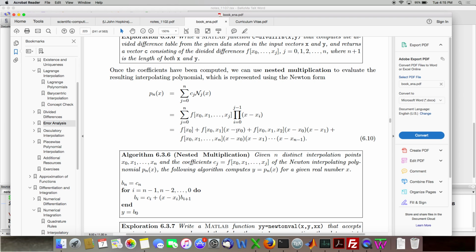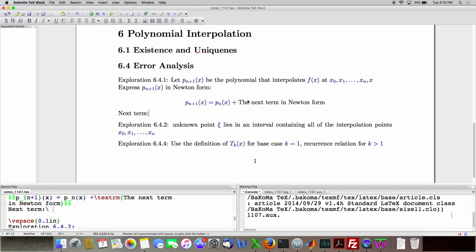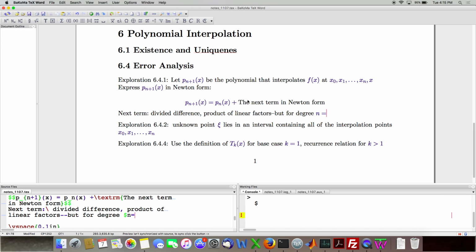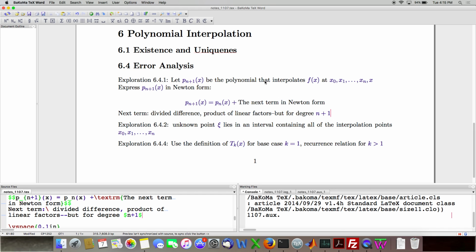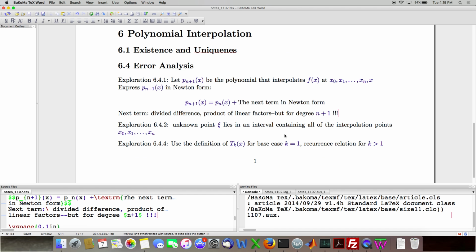Okay, so here's the general Newton form. What's happening is Pn plus 1 is equal to Pn plus the next term, which looks like this. There's a divided difference, there's some linear factors, and you have to keep in mind what the divided difference is. So the next term is a divided difference times a product of linear factors, but for degree n plus 1, rather than degree n, like we have here. So keep that in mind. And no, this exclamation point is not a factorial.